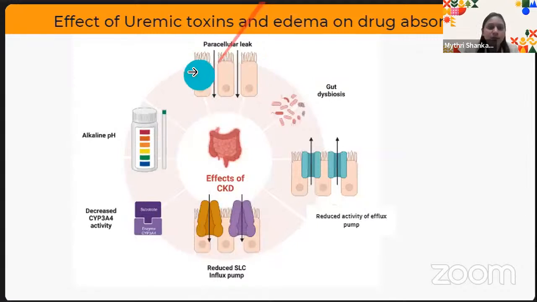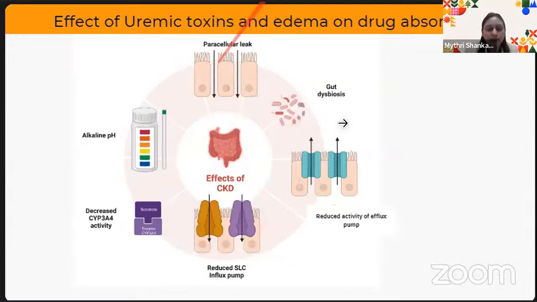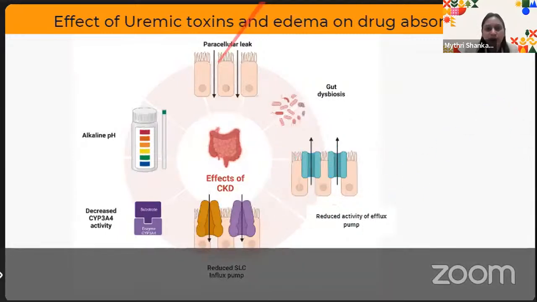These are the enterocytes, and you can see that the enterocyte tight junctions are lost and they become very loose. There is paracellular leak of the drugs that is happening, so this increases the absorption. Also, the gastric pH becomes more alkaline. There is decreased activity of the cytochrome enzyme, because of which the drug levels again increase. And there are reduced influx pumps and reduced activity of the efflux pumps, like organic anion transporter and P-glycoprotein pumps, which are the most important efflux pumps, which remove the drug or its metabolite from the enterocyte to the outside. So the activity of those pumps is reduced.